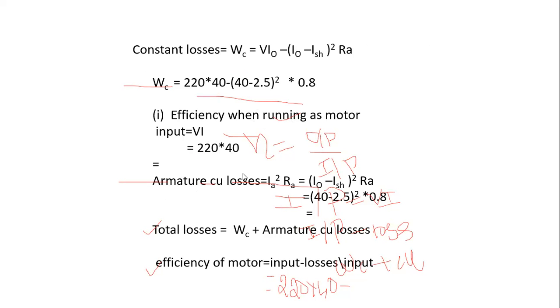Next, we calculate the armature copper losses, that is Ia squared Ra. In the case of a motor, what is the formula for Ia? Ia is equal to I0 minus Ish. Then substitute Ia equal to (I0 minus Ish) into Ra. Next, we calculate the total losses, that is Wc plus armature copper losses.